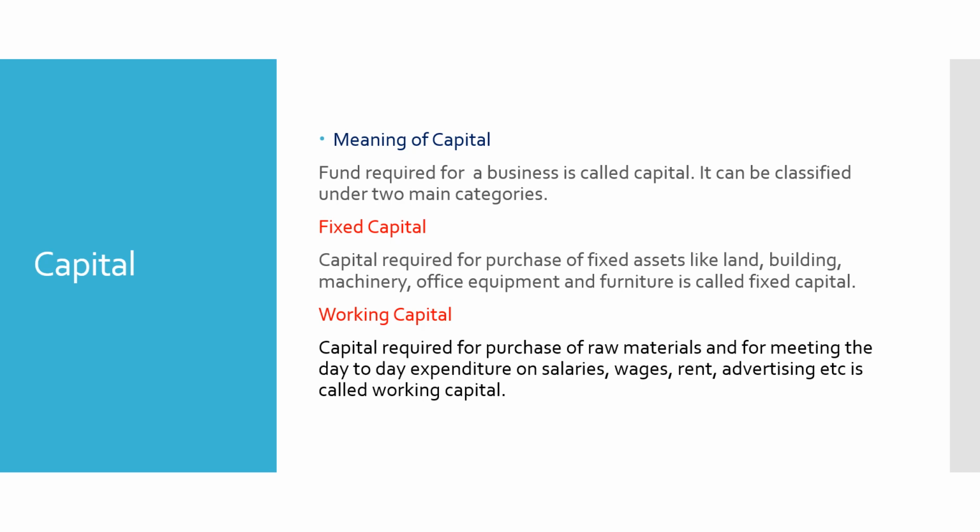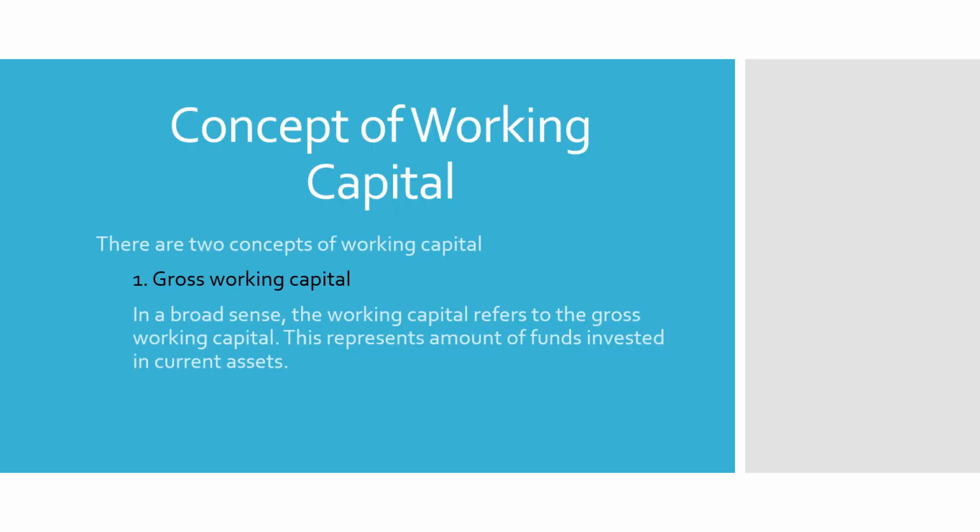And the second is working capital. Capital required for purchase of raw materials and for meeting the day-to-day expenditure on salaries, wages, rent, advertising, etc. is called working capital. And the next is the concept of working capital. There are two concepts of working capital. In that, the first one is gross working capital. In a broader sense, working capital refers to gross working capital. This represents the amount of funds invested in current assets.